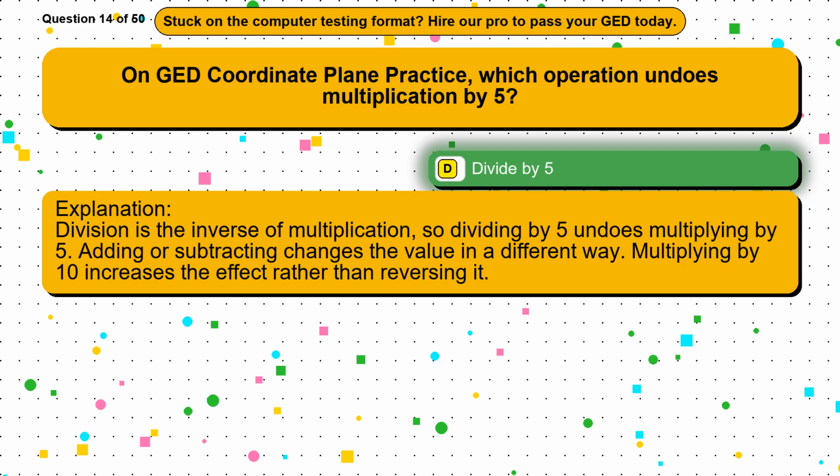Division is the inverse of multiplication, so dividing by 5 undoes multiplying by 5. Adding or subtracting changes the value in a different way. Multiplying by 10 increases the effect rather than reversing it.